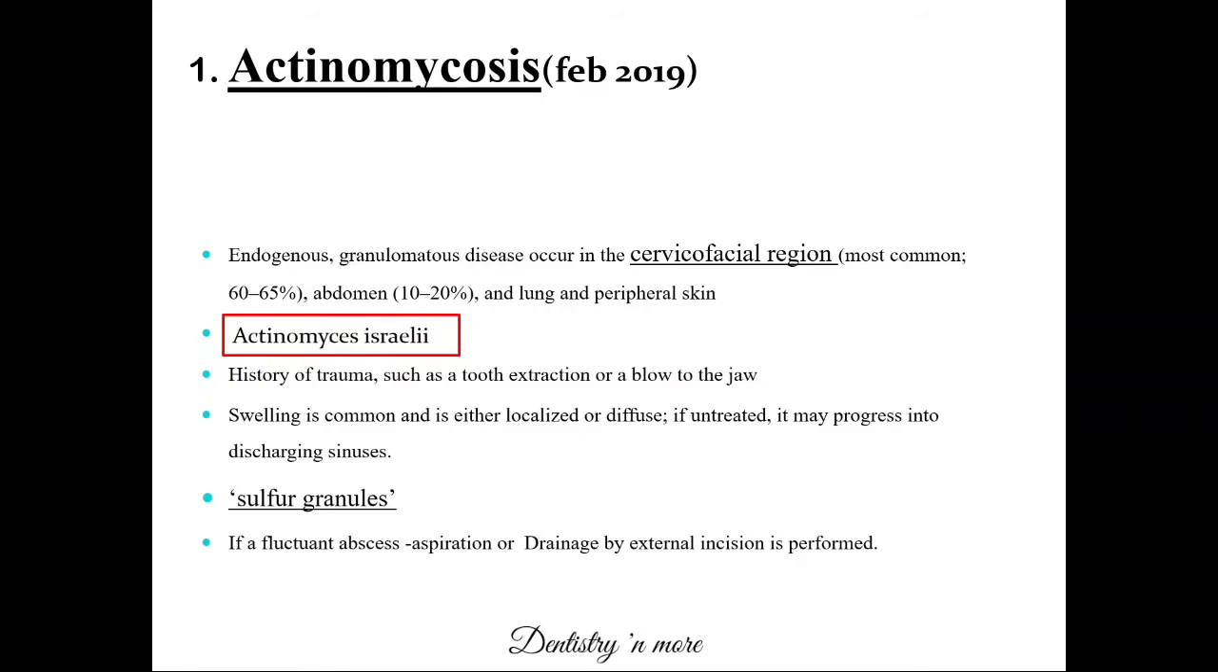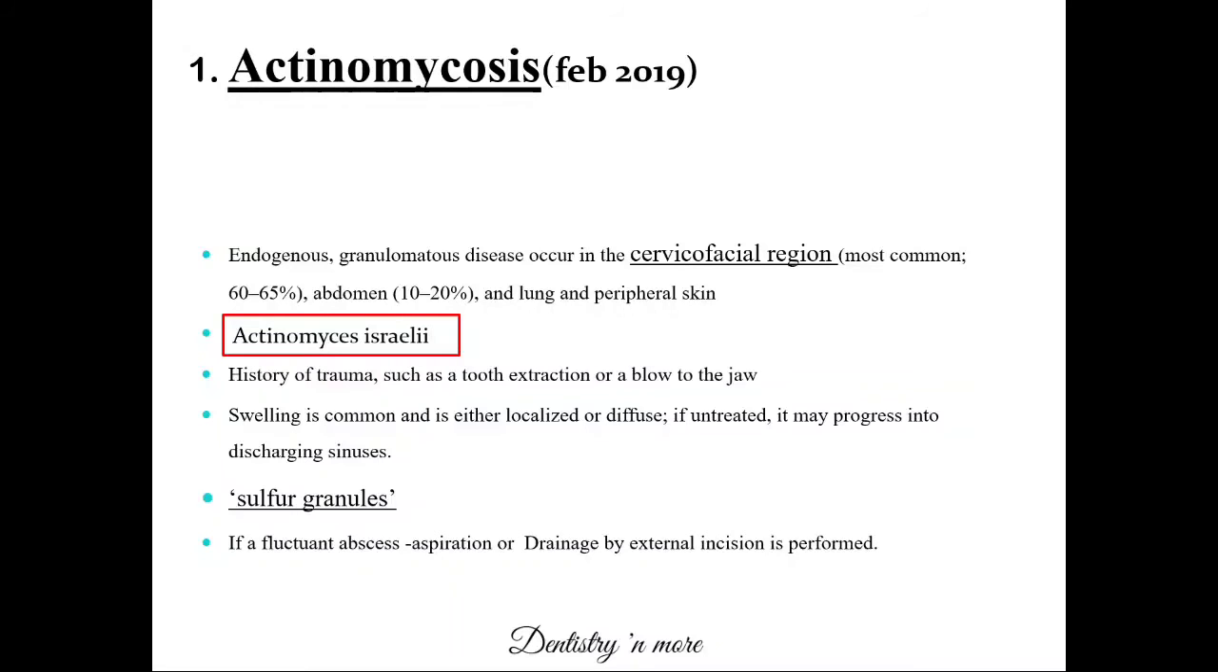Next, moving on to the short notes. Actinomycosis. Actinomycosis is found to affect the cervicofacial region most commonly, followed by the abdomen and then the respiratory system, such as the lung, as well as the peripheral skin. Actinomycosis is caused by Actinomyces israelii, and the etiology can be any history of trauma, such as tooth extraction or a blow to the jaw. Then also swelling can be seen.